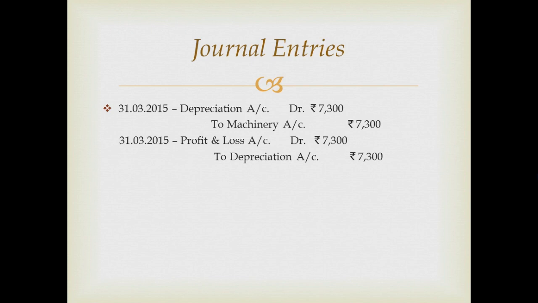The journal entries related to the depreciation part are as follows. 31st March 2015, depreciation account debit to machinery account rupees 7,300. Profit and loss account debit to depreciation account rupees 7,300.